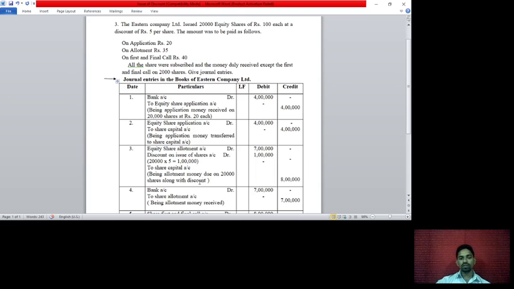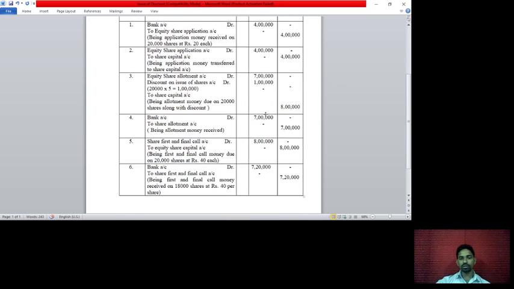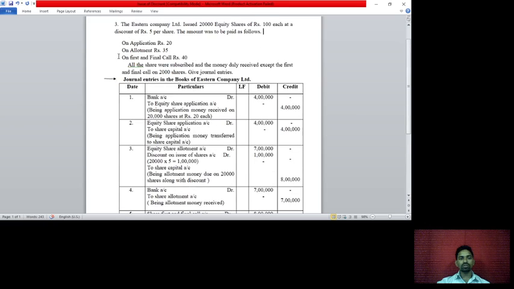After giving the discount, only 7 lakh is received, and we have to receive this. So the transaction is: bank account debit rupees 7 lakh to share allotment account credit rupees 7 lakh. Being allotment money received.